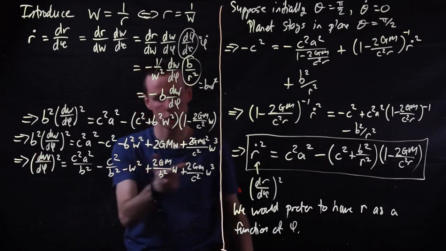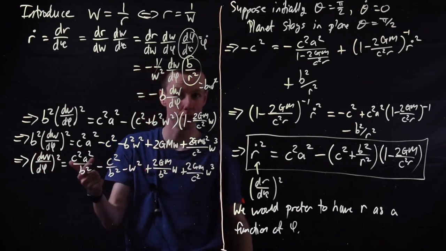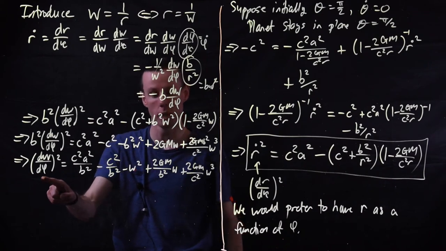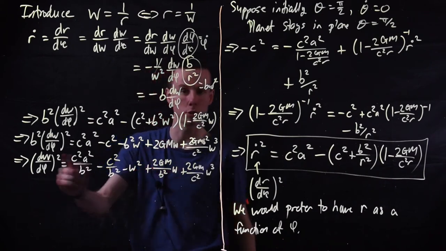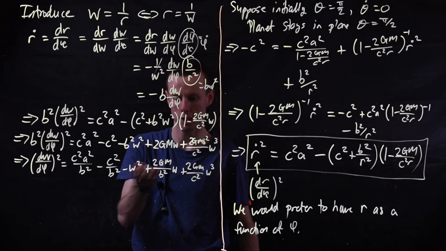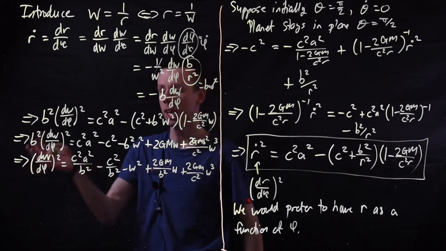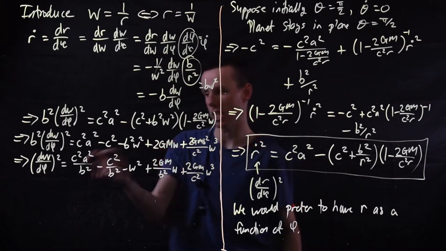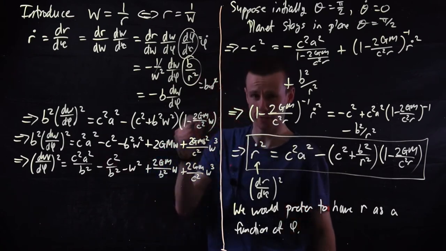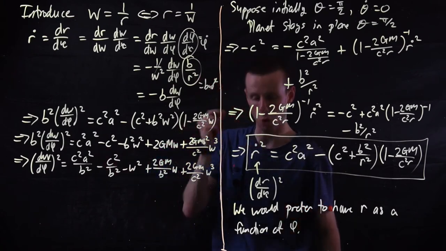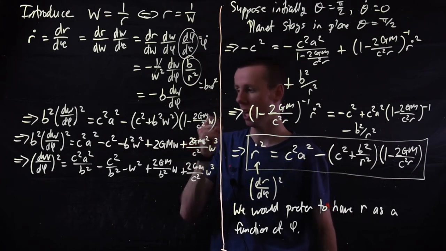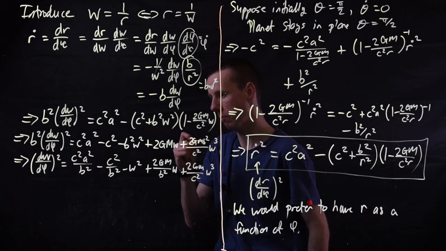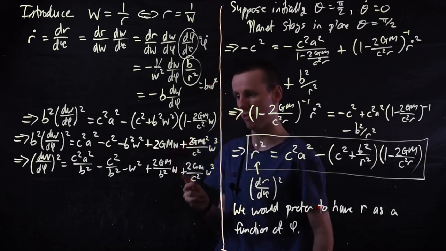Now this is a first order differential equation, so you just have the first derivative of w with respect to phi, but it's totally impossible to solve analytically. So we're going to do something that seems crazy. We're going to take this differential equation and differentiate it all the way across with respect to phi.